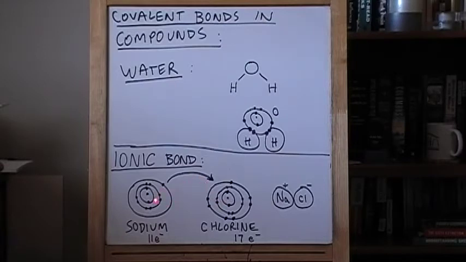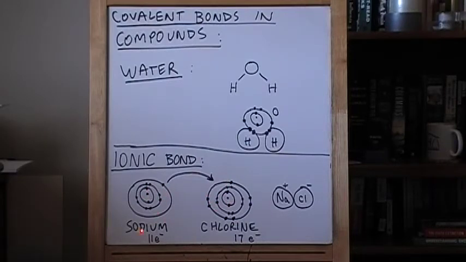And when that happens, though, the sodium now has a deficiency of electrons. If it donates this electron, now it only has 10 electrons, but it still has 11 protons. And so it becomes positively charged, because there's a net positive charge there that isn't balanced by the electrons. And the chlorine, because it gains an electron, it has 17 protons but 18 electrons when it gains one electron.